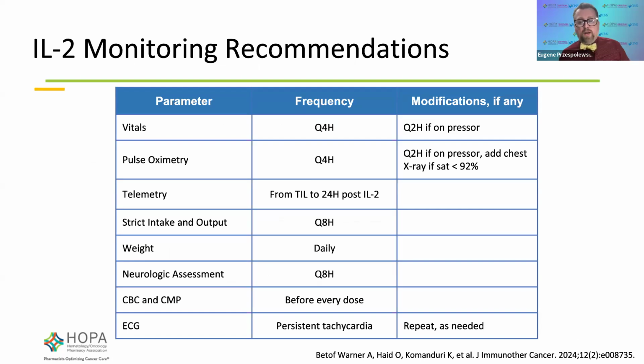In terms of monitoring recommendations, I think these are consistent with the TIL working group. So checking vitals and pulse ox every 4 hours, and then more frequently if patients are hemodynamically unstable. Things like telemetry through the post-TIL process or post-IL-2 process, strict I's and O's, basically through the entire process, understanding we use a lot of fluids earlier in the lymphodepletion, daily weights, neurologic assessments as well.